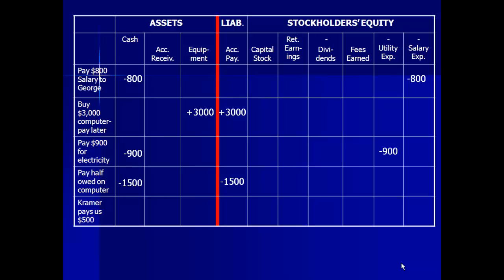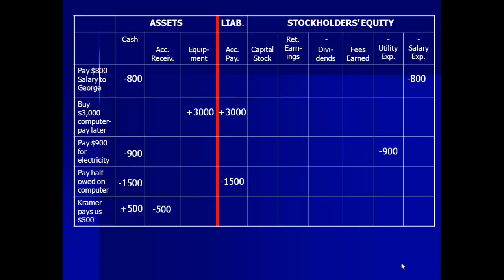All right, Kramer. Remember we did some work for Kramer and he was going to pay us later on? He now pays us $500 of the amount that he owes us. What do I have more of? Cash. Let's put plus 500 under cash. What do I have less of? Accounts receivable. Kramer owed me, what, $1,900 to begin with? Does he still owe me $1,900? No.